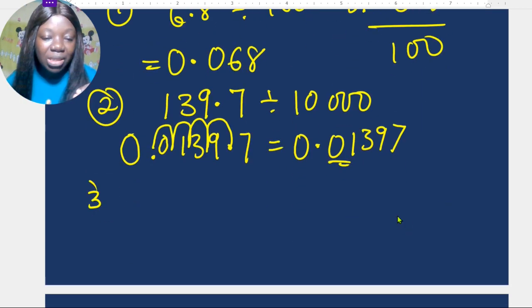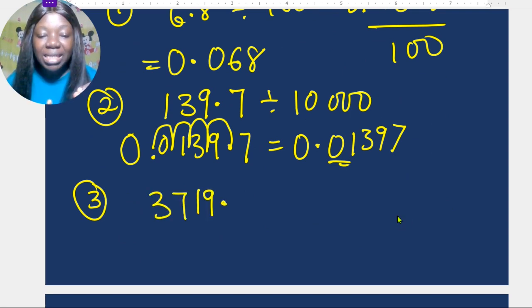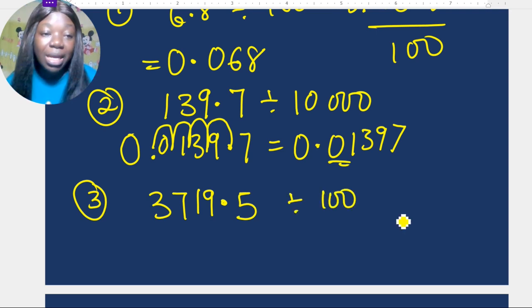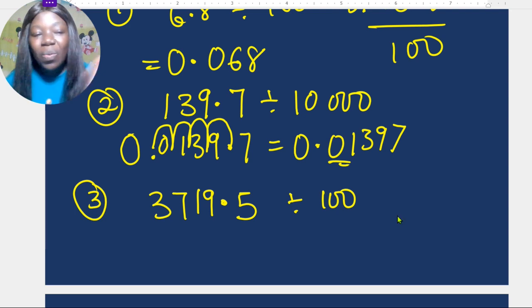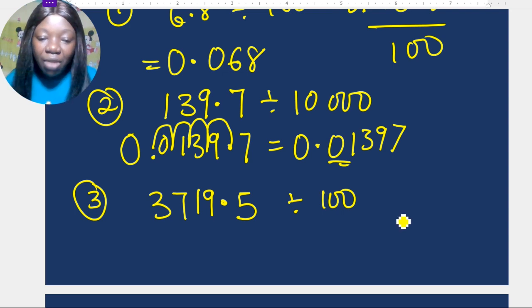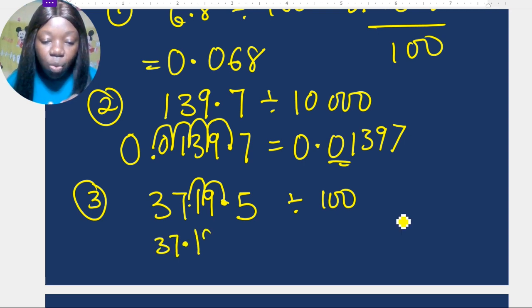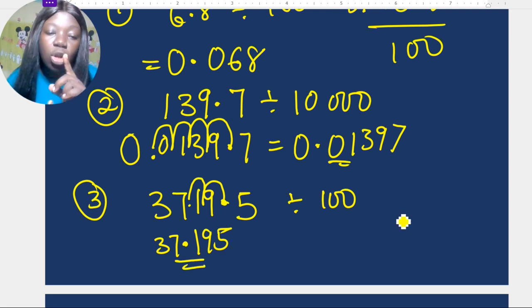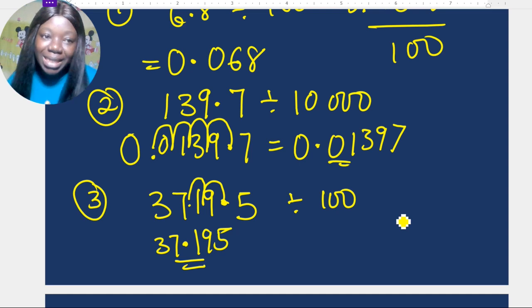Okay, look at the next one, which is number 3, which is going to be the last one. So what if I have 3,719.5 divided by 100? So you can see that 100 has only 2 zeros. So when dividing, count to the left. So now from the decimal point, count twice to the left. 1, 2. So the decimal point has been shifted to this new place where we stopped counting. So our answer will be 37.195. We have shifted the decimal point. It will no longer be in the former place, but in this new place.